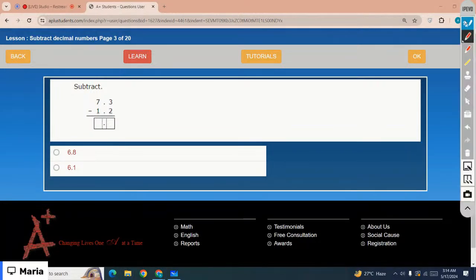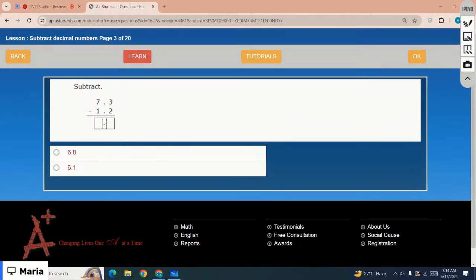7.3 take away 1.2, right? 3 take away 2 is 1 and 7 take away 1 is 6. Yes, the correct option is 6.1. Option number 2 is the correct option.